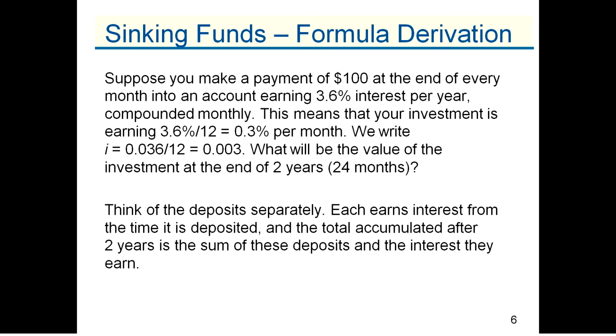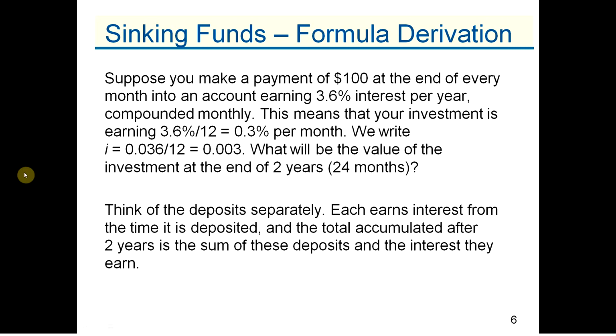So here's an example of sinking funds. We're going to talk about how the formula gets derived, where it comes from. If we were to make a payment of $100 at the end of every month into an account that earns 3.6% interest per year, compounded monthly, we have to adjust that for the per month, so we're going to take the annual 3.6% and divide it by 12 for the number of compounding periods in a year, and that gives us 0.3% per month.